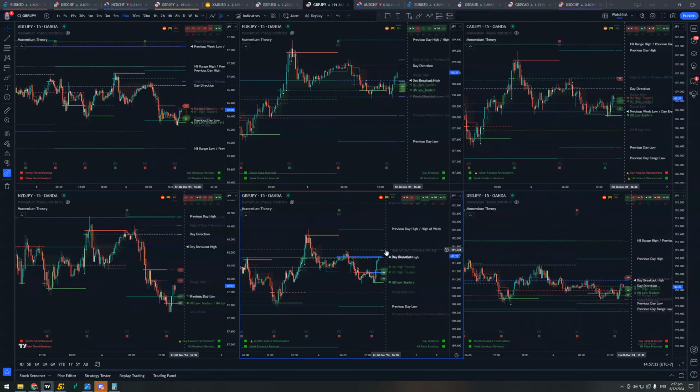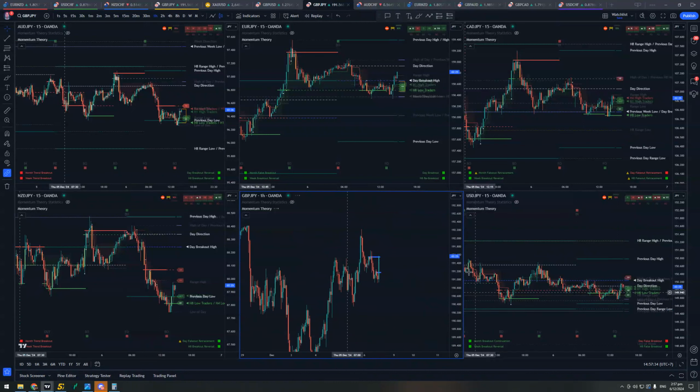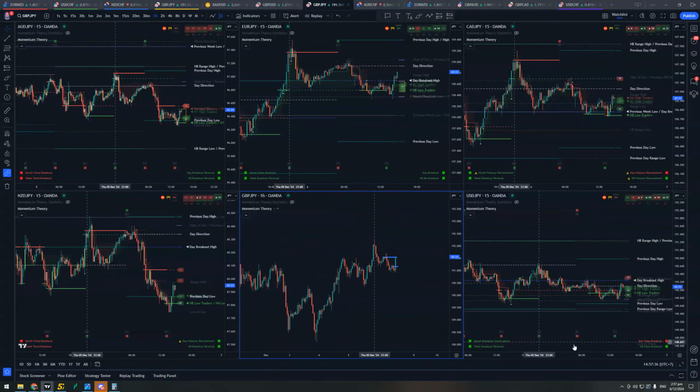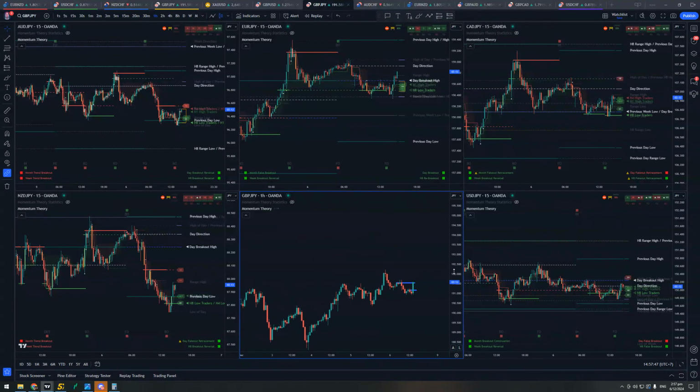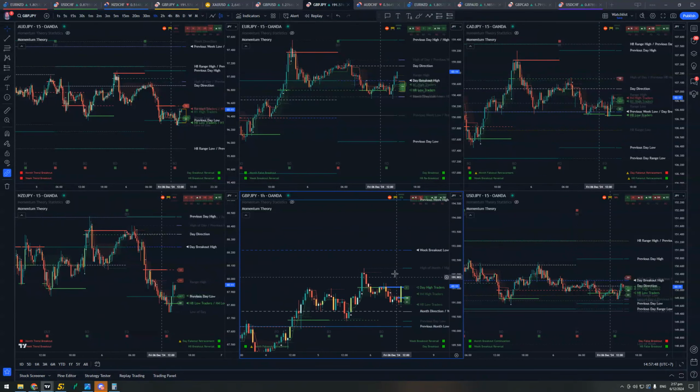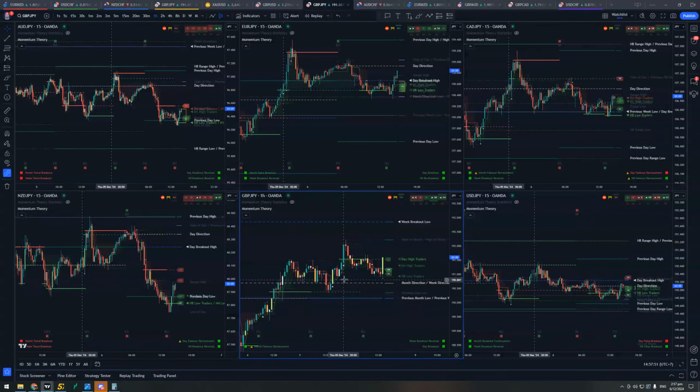If it gets back above the previous day high, then I can continue the move that I had yesterday. Yesterday, I had a previous week low fake out, so I was taking it up, and then it faked out the previous day high yesterday.